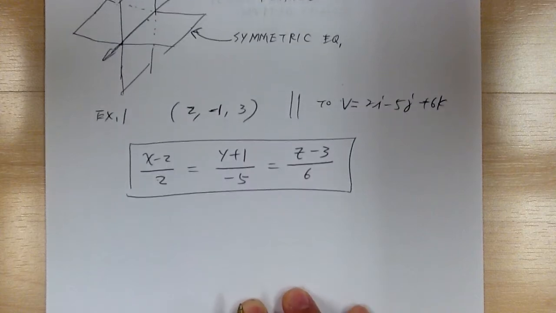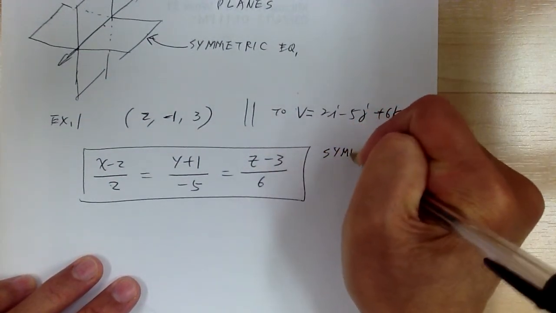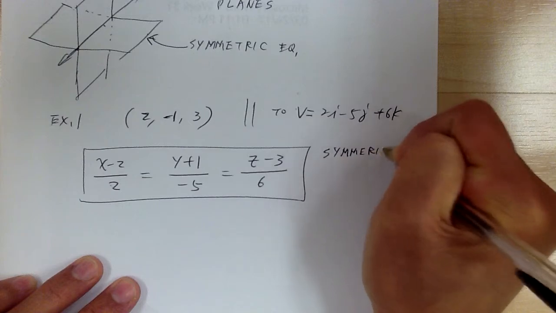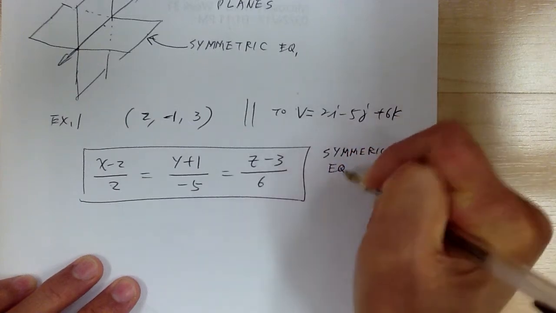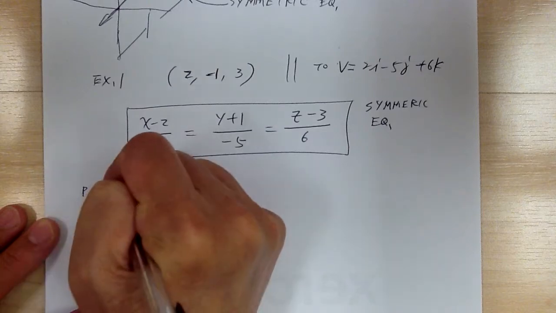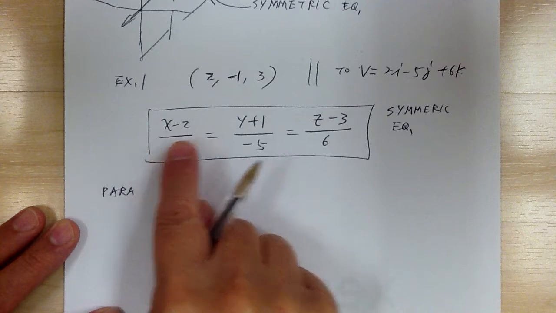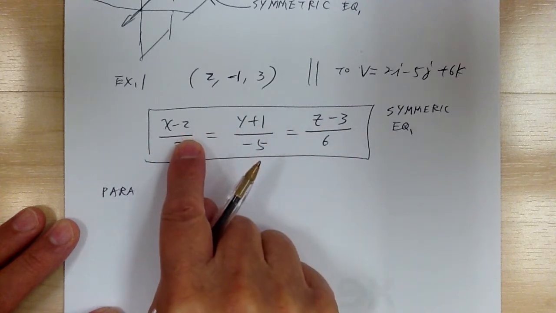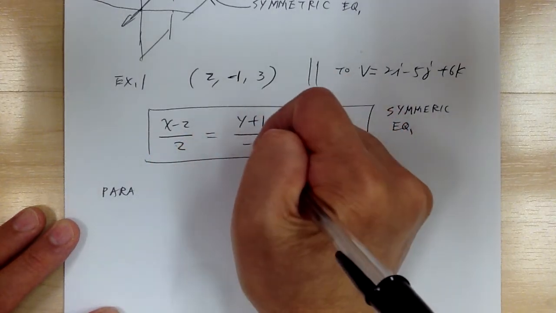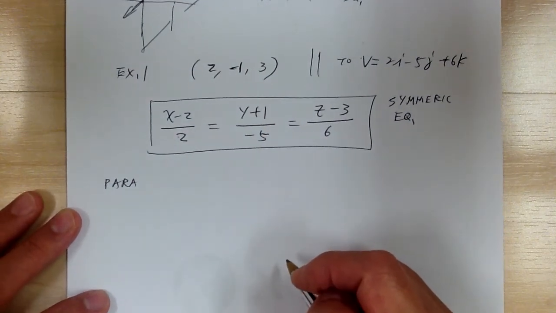And next, you have to find the parametric equation. Okay, so this is a symmetric equation. Now, parametric equation means that sometimes it's kind of too complicated to deal with all three variables at one time. So sometimes you're going to deal with one variable at a time, especially in physics with projectiles.